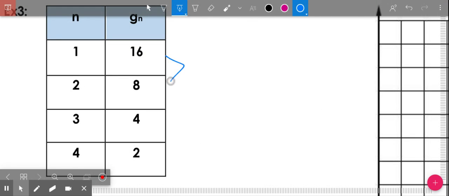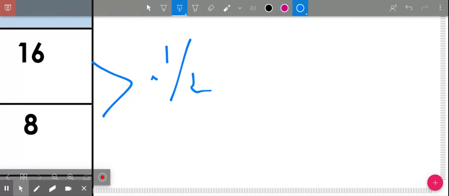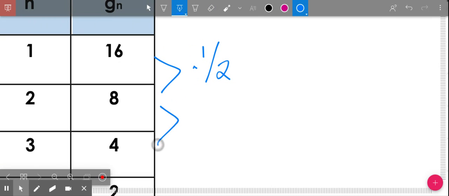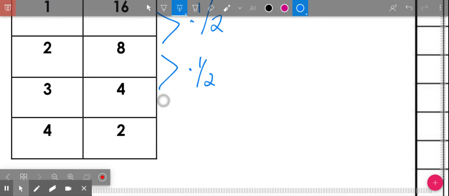So to go from 16 to 8, it looks like I'm dividing. It looks like I'm going to divide by 2. But actually, I'm multiplying by 1/2. All right, I need to fix that 2 there, don't I? So that's going to be a 2. And to go from 8 to 4, we're going to multiply by 1/2. And from 4 to 2, we're multiplying by 1/2.